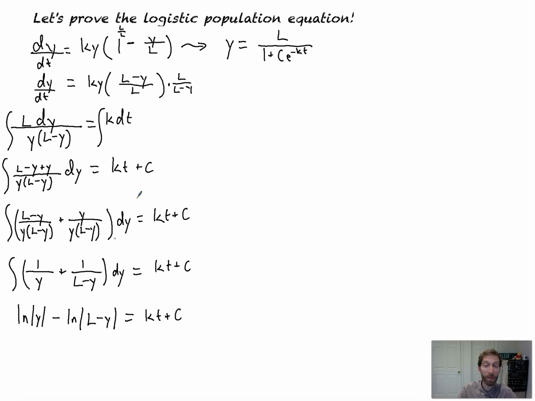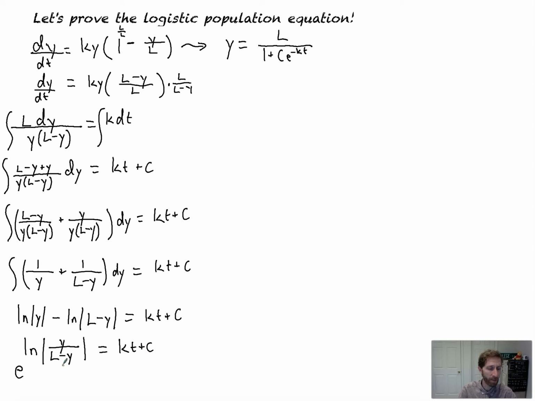Next, let's join up the ln. Our goal is to solve for y now. I told you this was rough, but we got this. We got it, and it's beautiful. So if you're still with me, you inspire me. Let's keep going. Y over L minus y. We use log rules there. Whenever we subtract natural logs, we can divide the arguments. Okay, getting there. Still far cry from that, I'm sure.